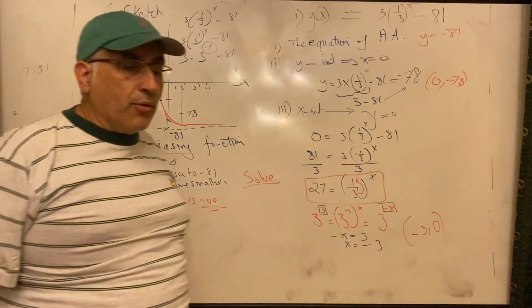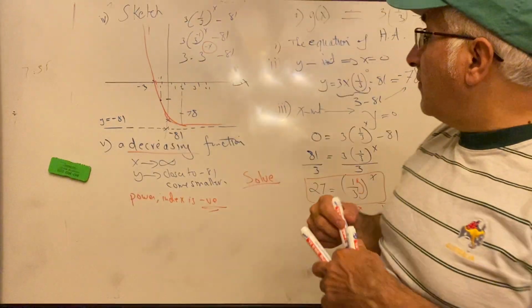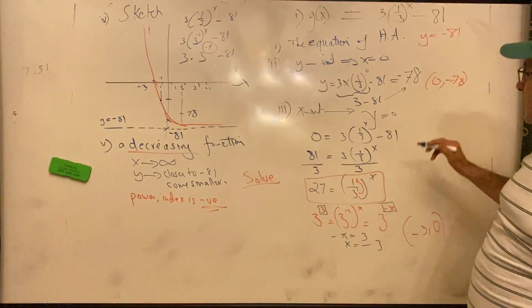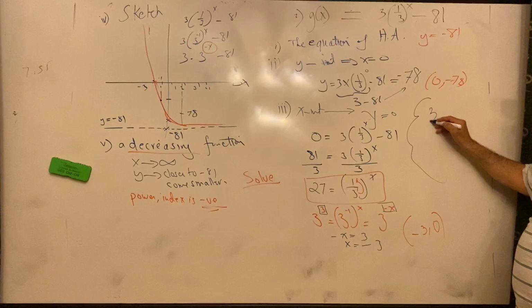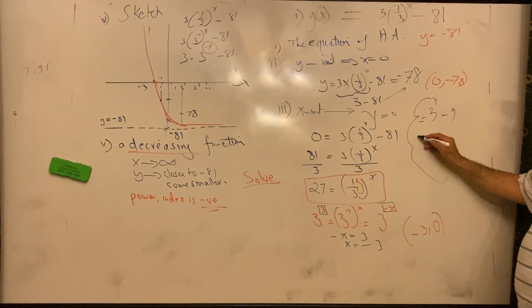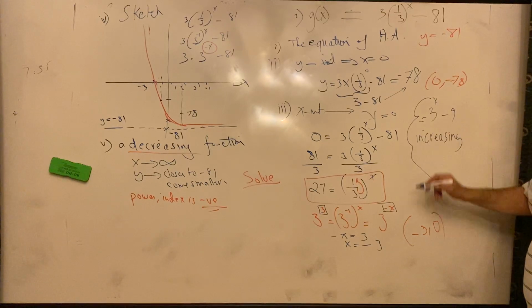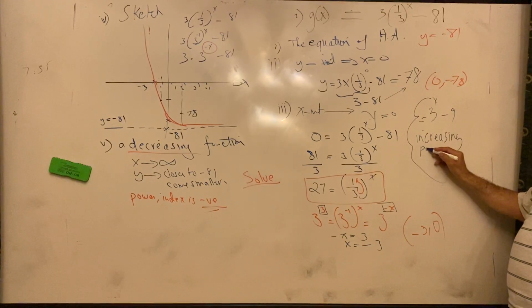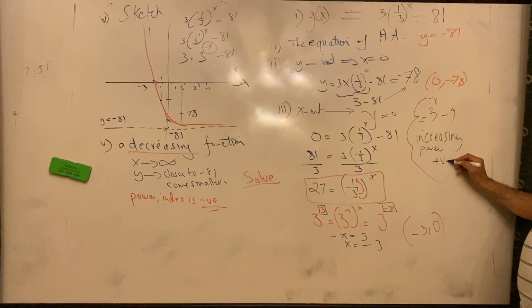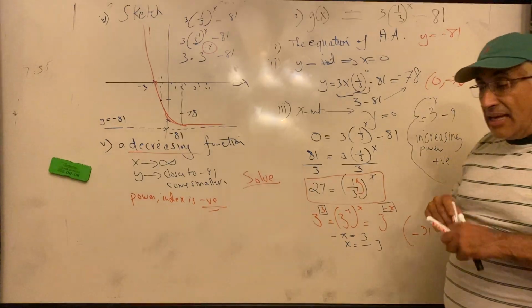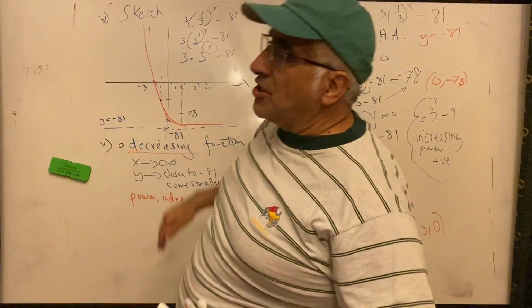How about the question before it, a while ago, which was 3 to the power of x, if you remember? The question before it, 3 to the power of x minus 9. Is that an increasing function or decreasing? Now you can tell why it's increasing, because the power is positive. If the power is positive, it means what? As the x increases, the y increases very, very much.